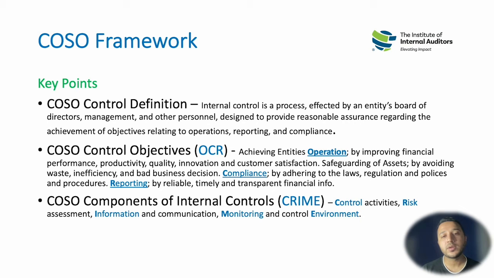The COSO components of internal control can be remembered through the acronym CRIME, which means the key components of internal controls. Control activities are the key controls defined within any transaction or activity. Then we have to carry out risk assessment to check that these controls are effective enough to manage those risks. Information and communication is one of the key elements of a good control framework, so that information is provided in a timely manner. Monitoring and the control environment.